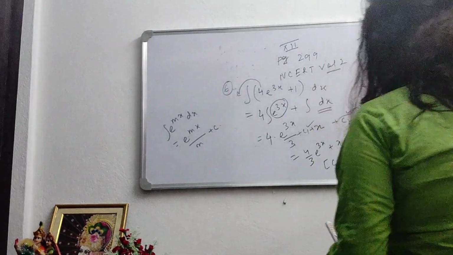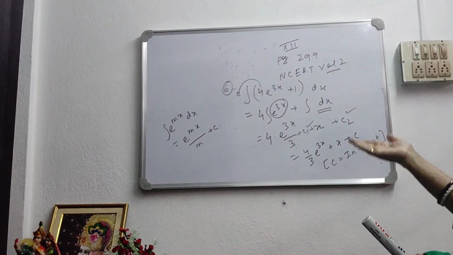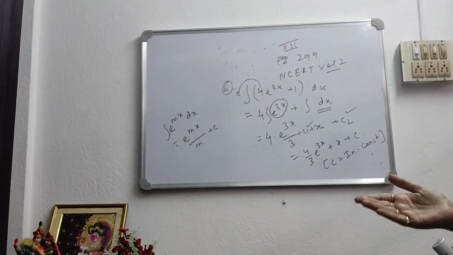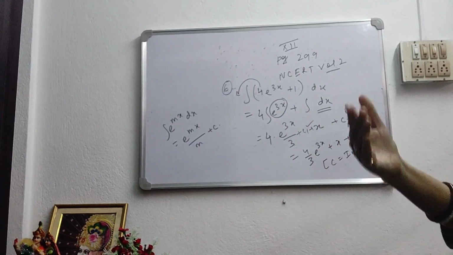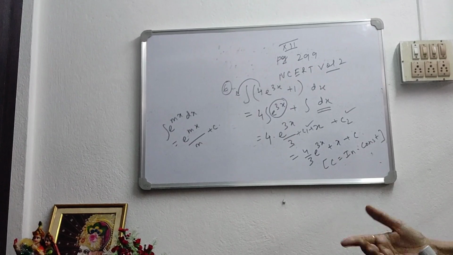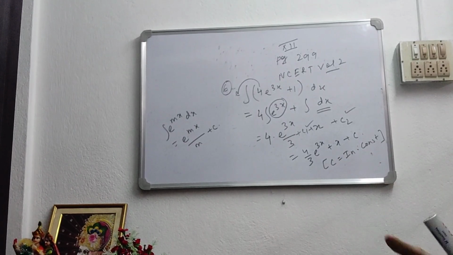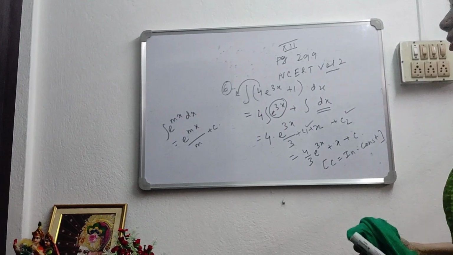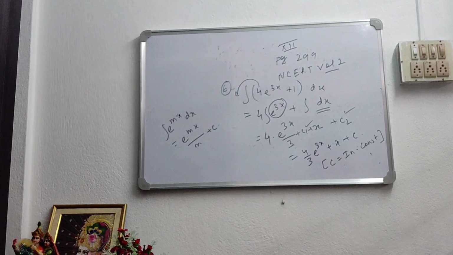Next, I hope you understand this. e to the power mx is e to the power mx by m. In case of differentiation, you learned the chain rule, that derivative of sin mx is m into cos mx. Like that, integration of e to the power mx is e to the power mx by m plus c.